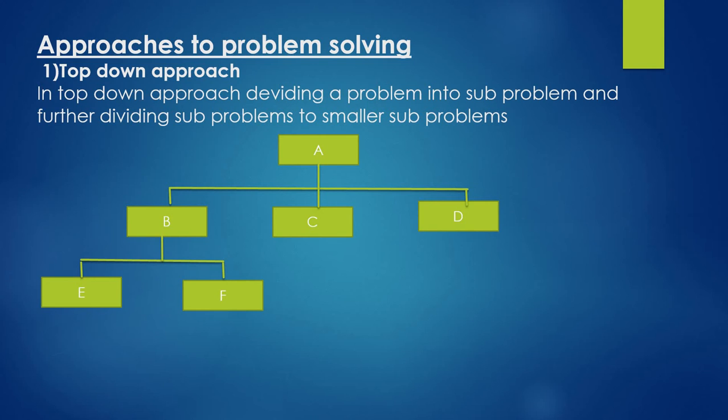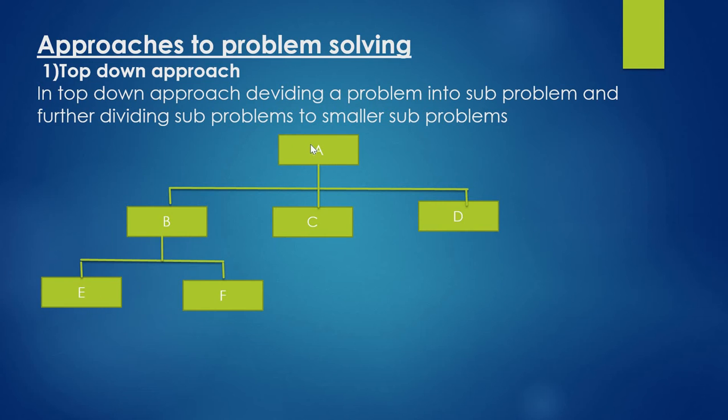Different approaches to problem solving. First one, top-down approach, and second one, bottom-up approach. First one, top-down approach. In top-down approach, we divide a problem into sub-problems and further divide the sub-problems into smaller sub-problems. Suppose one problem is a very big problem. First we divide that big problem into sub-problems, then again divide each sub-problem into smaller sub-problems. That is the top-down approach.